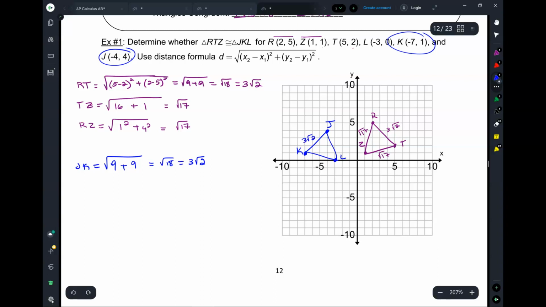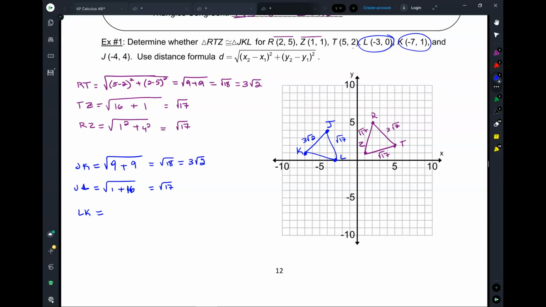All right, how about JL? Let's do JL. How far apart are the x's? 1 squared plus how far apart are the y's? 4. That's 16. So that's root 17. And now let's do LK. LK is these two. How far apart are the x's? 4. 4 squared is 16 plus 1, root 17. They're exactly the same.